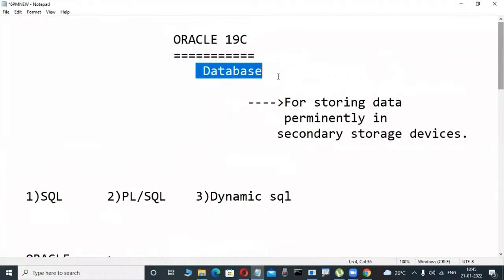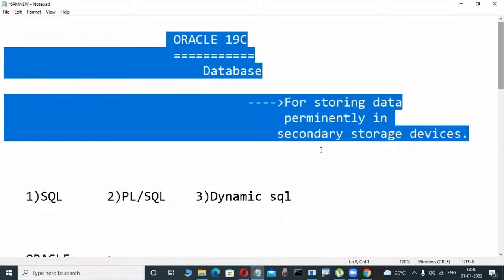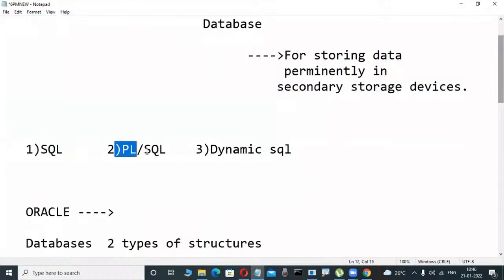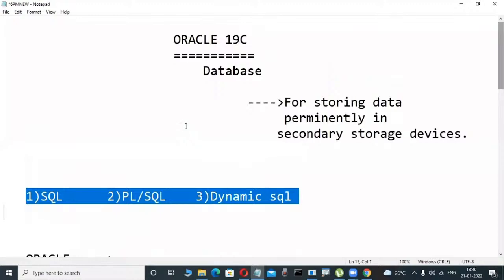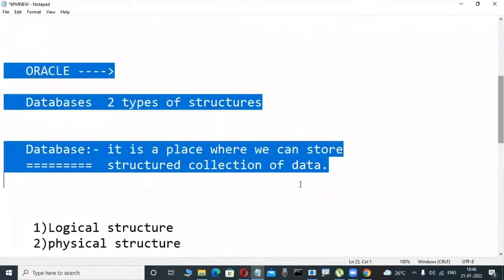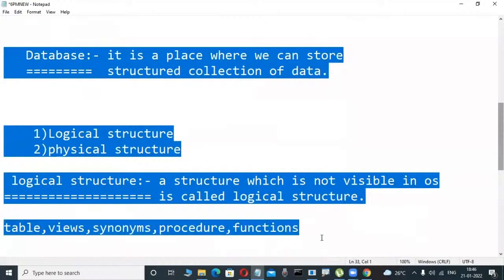What is the purpose of databases? Not only storing data permanently, but also retrieving and fetching the data efficiently from some place. To operate this Oracle software, we use SQL, PL/SQL, and dynamic SQL languages. In any Oracle course, these three things are covered.